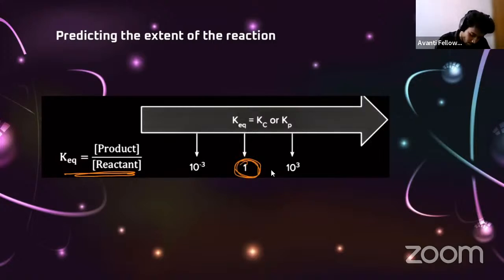Let's say K equilibrium is equal to 10 power 3. What does that mean? That means the product concentration is more. If you want to keep the concentration of product high, the forward reaction will be more than the backward reaction rate. Simple. If you want K equilibrium as 10 power minus 3, reactant concentration is more here. If you want to keep the reactant concentration more, that means backward reaction should happen more. Right? Simple.